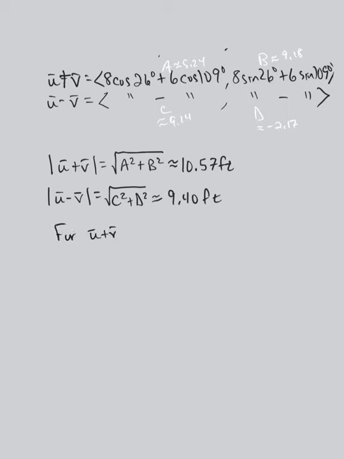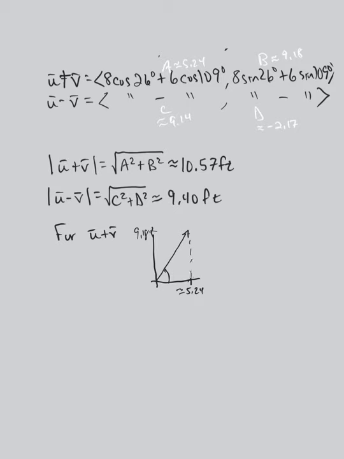Okay, so for u plus v, we need its angle from the horizontal. So let's draw it from these approximate coordinates. So u plus v, x coordinate is about 5.24, and y coordinate is about 9.18. So it comes out, I'm just going to rough it in here. The key thing is its x coordinate is about 5.24. That's not exact. And its y coordinate is about 9.18. So you can see that its angle goes up above the horizontal, like that.